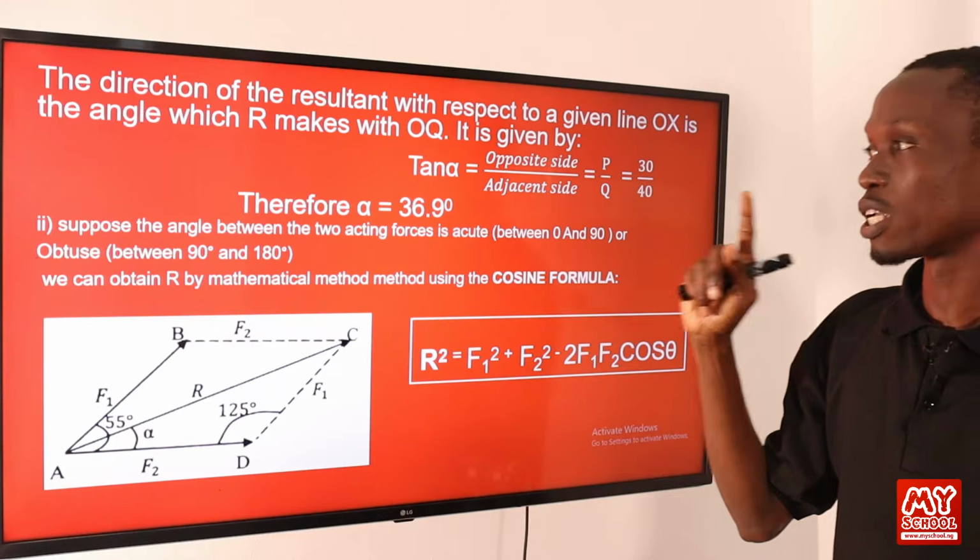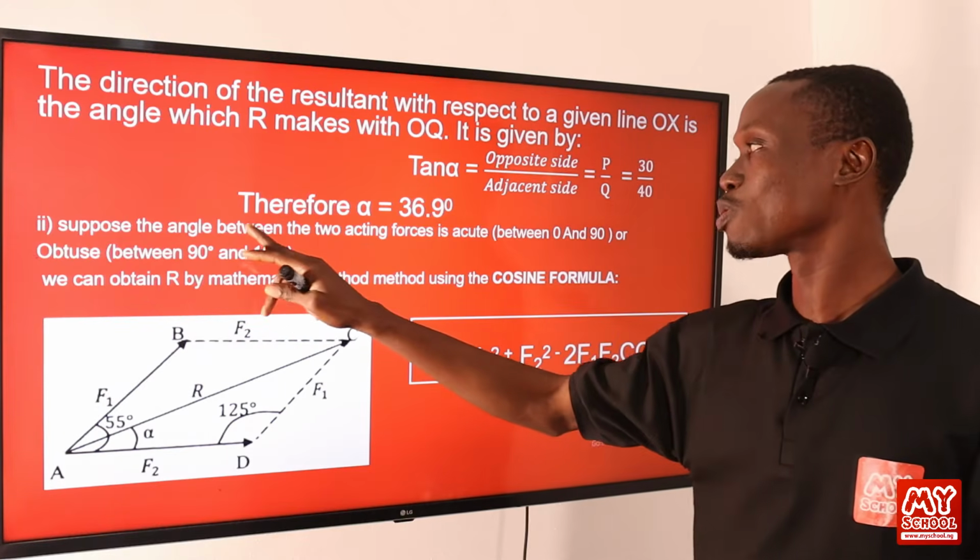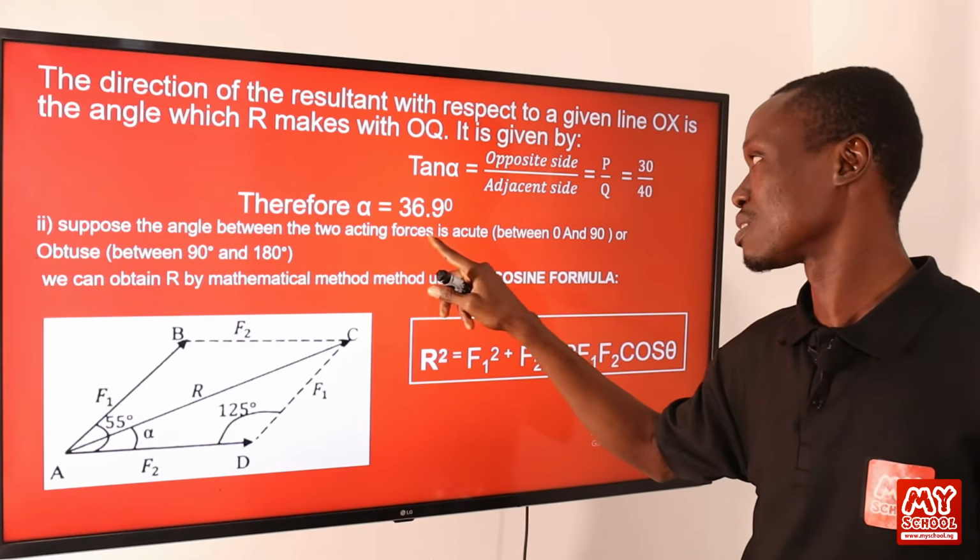Okay, now let's go to case 2. Now suppose the angle between the two acting forces is acute.